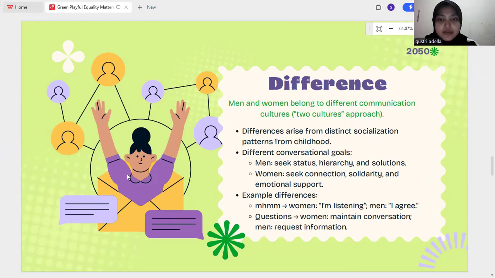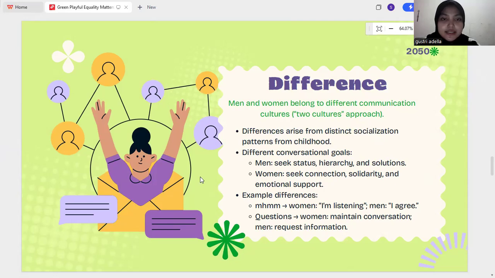For example of differences, like the word that women use has the meaning "I'm listening," but for men, they use the word to mean "I agree." And then for questions, women usually ask questions to maintain conversation, but men ask questions because they request information.